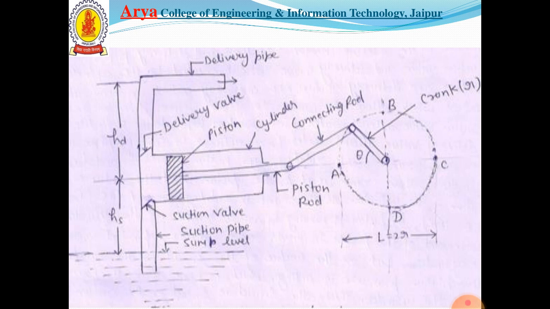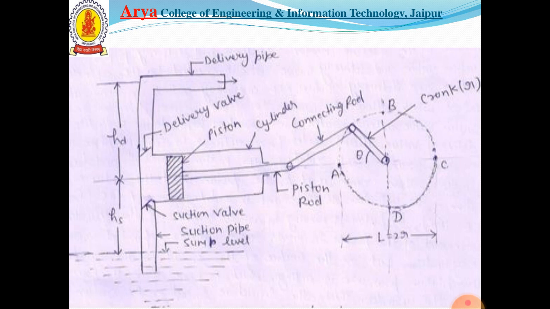The suction and delivery pipes with the suction valve and the delivery valve are one-way valves or non-return valves, which allow the water to flow in one direction only. The suction valve allows the water from the suction pipe into the cylinder, while the delivery valve allows the water from the cylinder to the delivery pipe only.